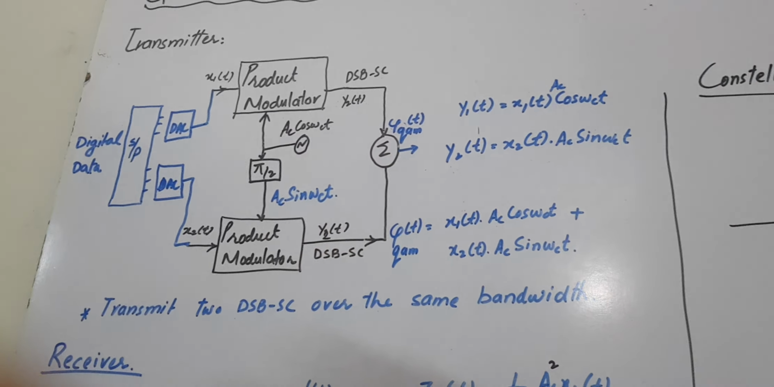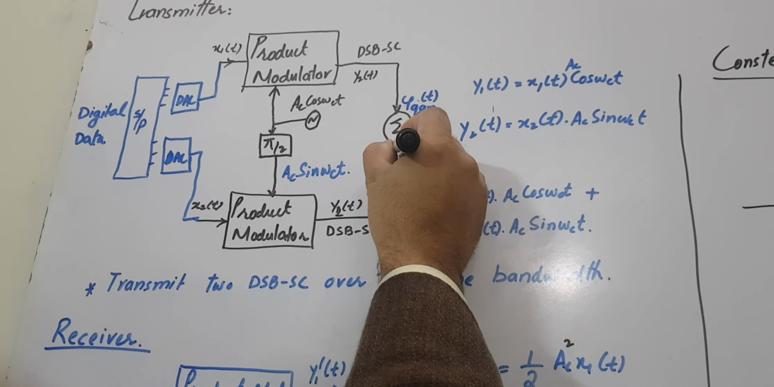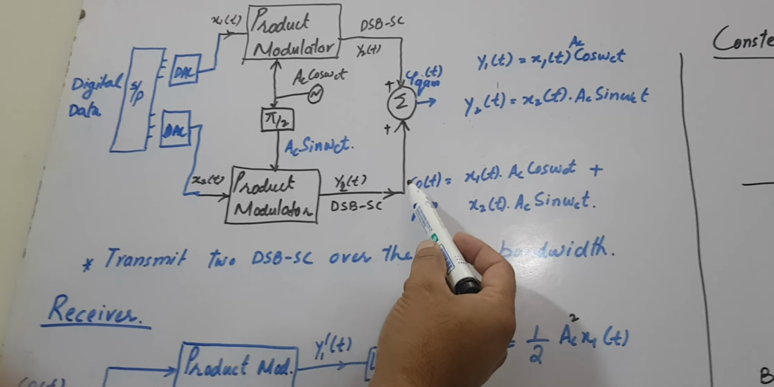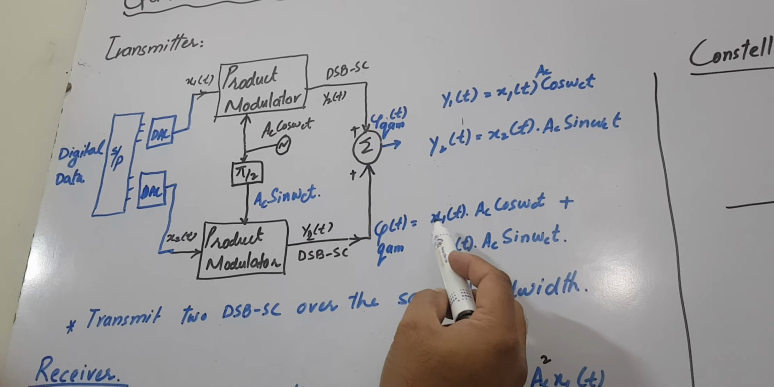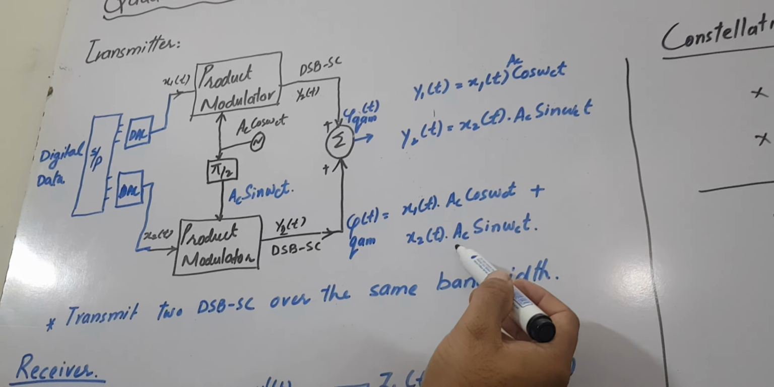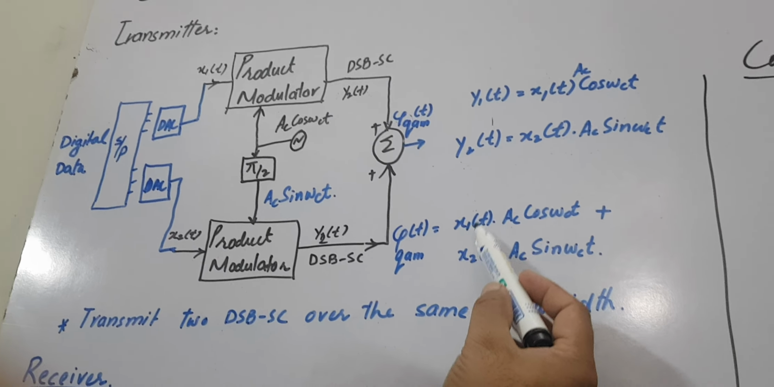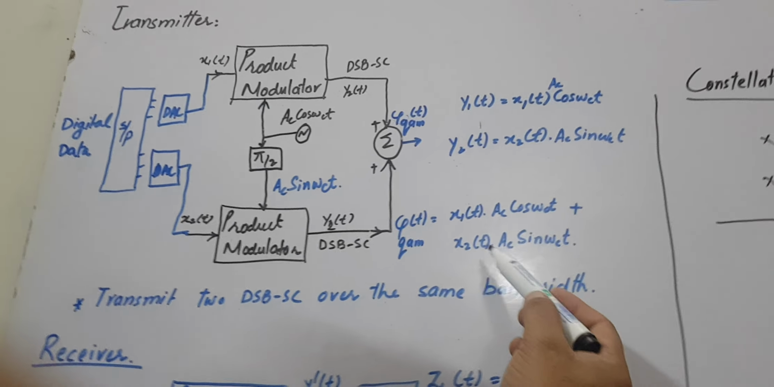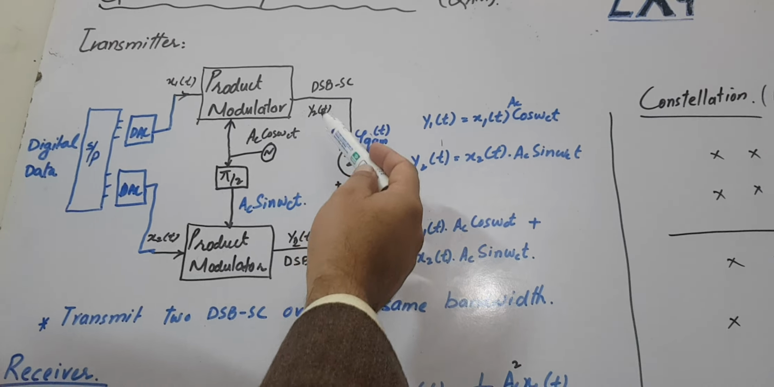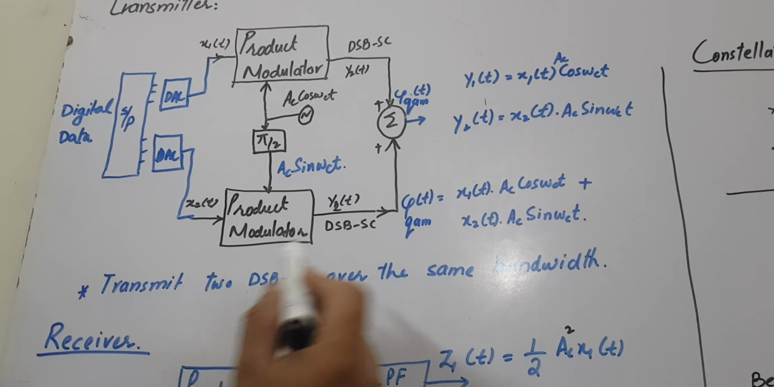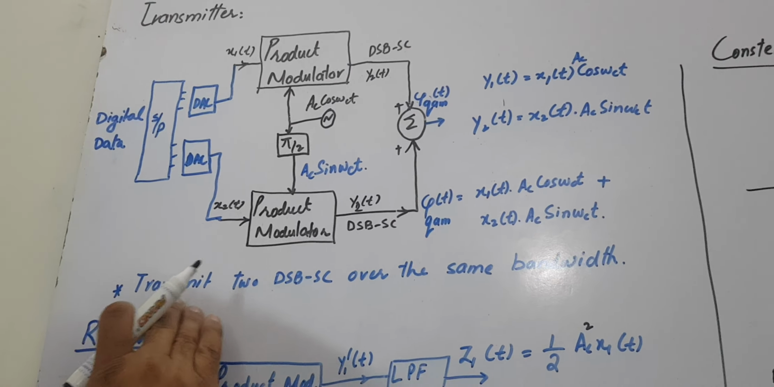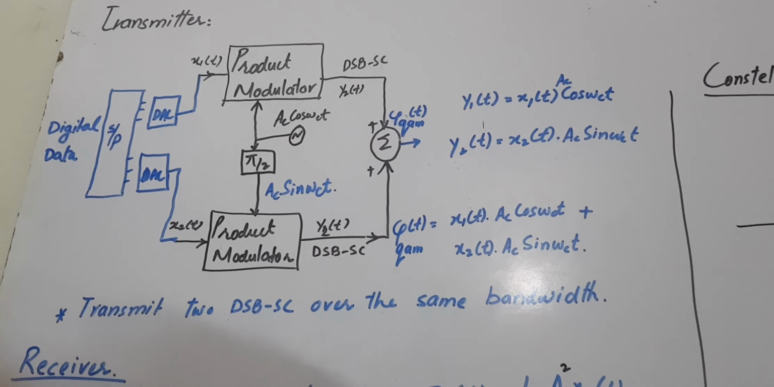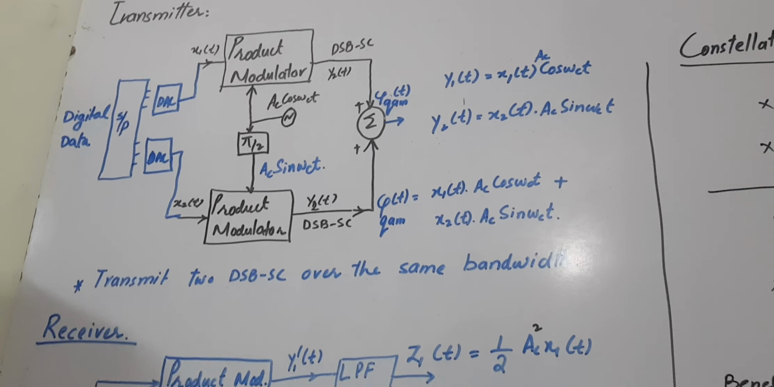At the output we add both of them together, and you end up with the quadrature amplitude modulated signal: x1(t) Ac cos omega ct plus x2(t) Ac sin omega ct, which are quadrature to each other. So we are getting double sideband suppressed carrier on both of them. The benefit is that you can transmit two double sideband suppressed carrier signals over the same bandwidth. That is the benefit of using a quadrature amplitude modulator.